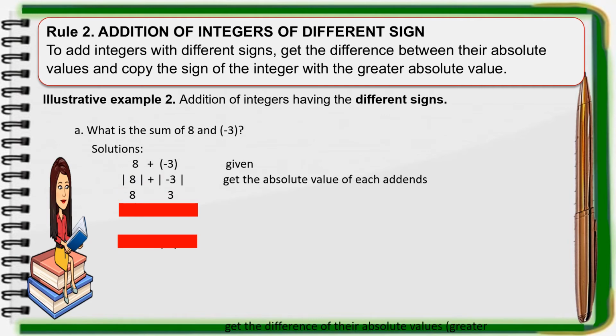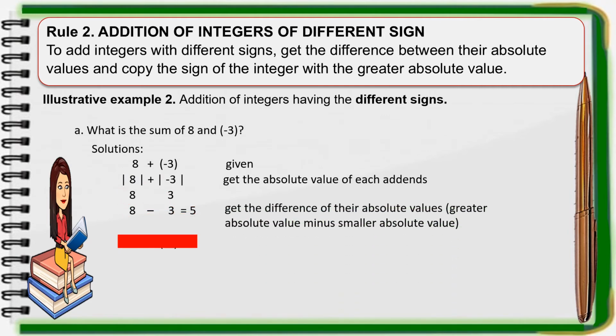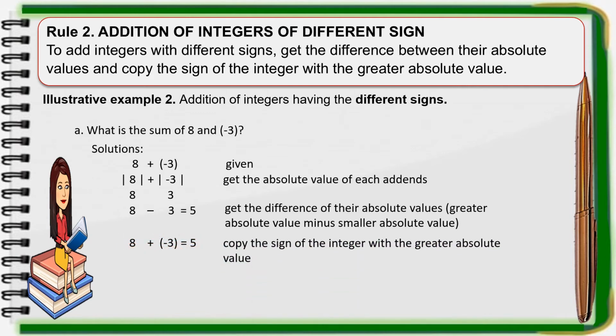pagkatapos, get the difference of their absolute values. So isubtract natin ang mga ito. Greater absolute value minus smaller absolute value. Pag natapos ng isubtract, copy the sign of the integer with a greater absolute value. Therefore, the sum of 8 and negative 3 is 5. Bakit positive 5? Dahil ang sign ng 8 ay positive. Siya ang mas malaki na absolute value.